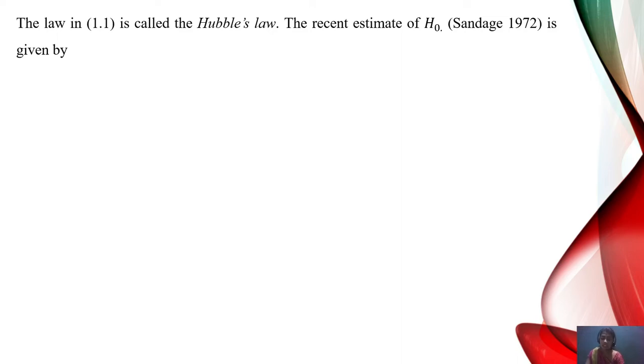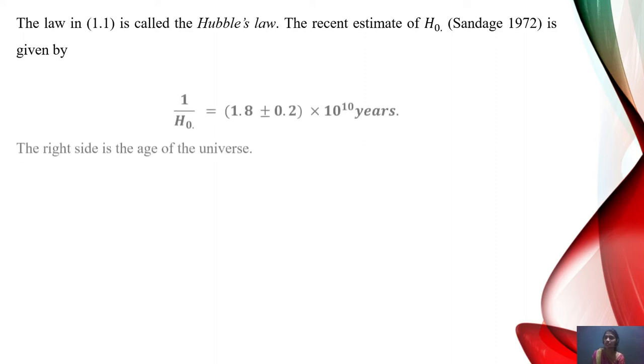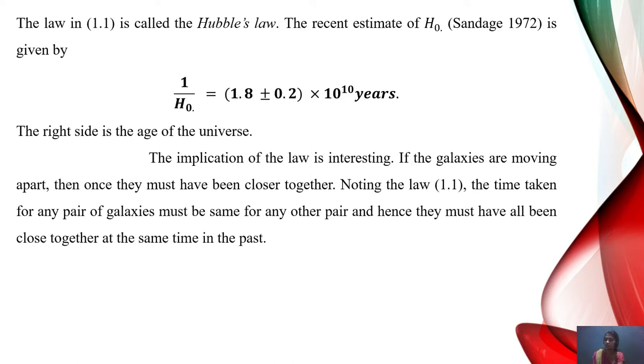Here z equals delta lambda upon lambda is directly proportional to L. The recent estimate of H0 by Sandage in 1972 is given by 1 by H0 equal to 1.8 plus or minus 0.2 into 10 to the power 10 light years. On the right side, the age of the universe will be given in this form, from the Hubble constant.